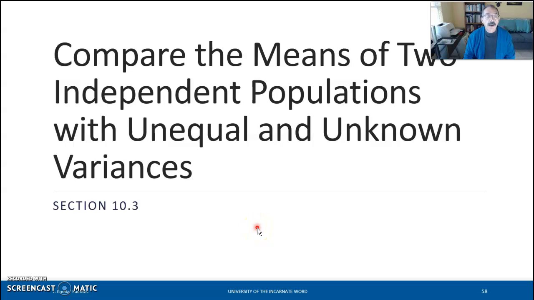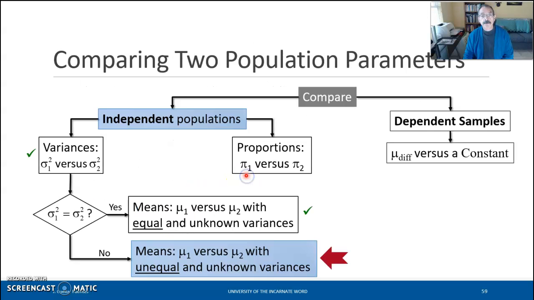This is part 7 of the Module 9 lecture. In this part, we're going to introduce the comparison of the means of two independent populations when these populations have unequal variances. And also these variances are unknown. This method is covered in your textbook in section 10.3.